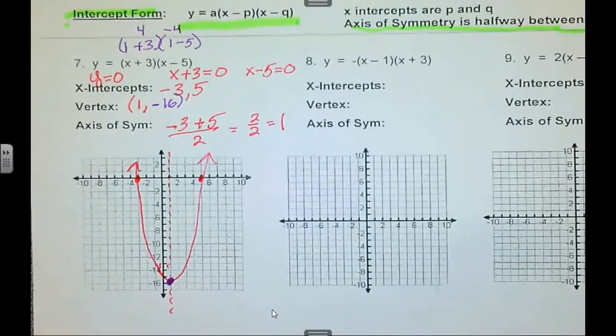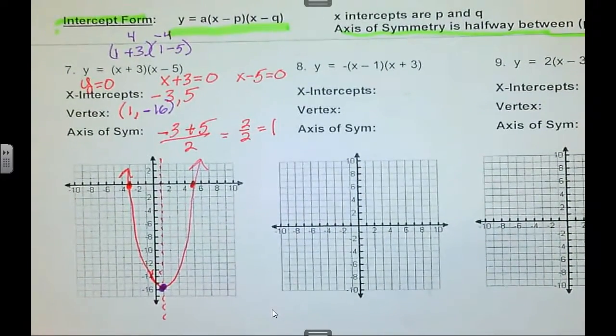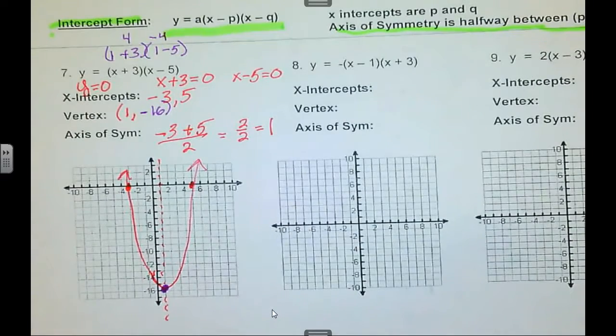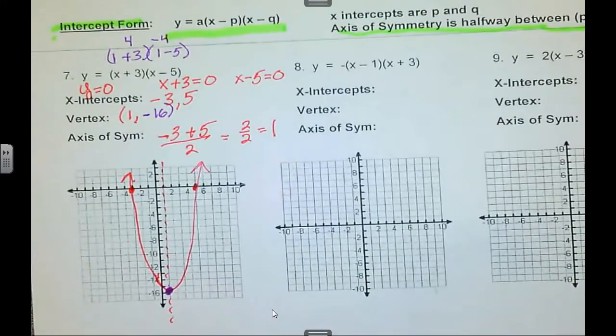Let's do another one. Let's not do another one. This math is stupid. Math sucks.